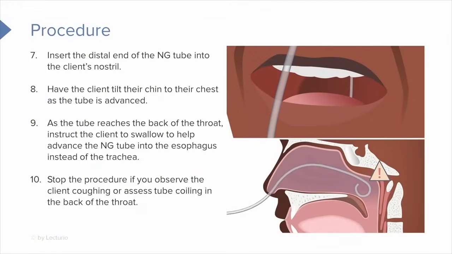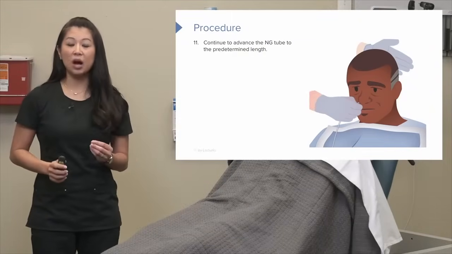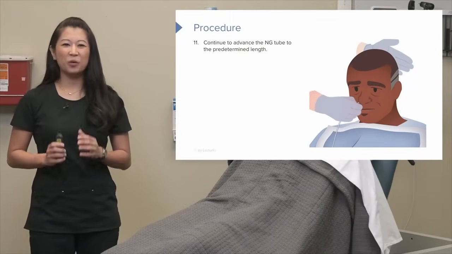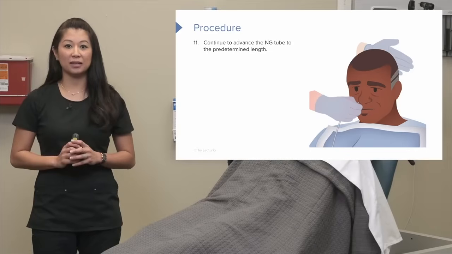Now this is really key here. If the patient begins coughing or if the tube coils in the back of the throat, we need to stop the procedure. Here I like to take a pen light, for example, and look in the back of a patient's throat, so that if it coils, I can catch that early and stop the procedure for the patient. Now, if it goes smoothly and there's no coughing or gagging, we can continue to advance that nasogastric tube to the predetermined length.